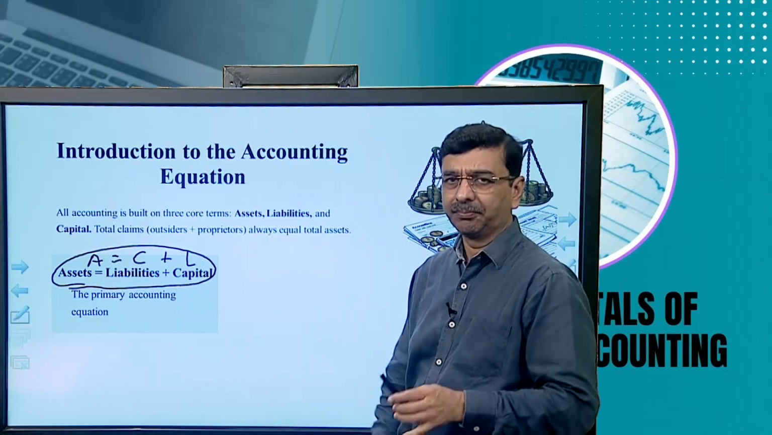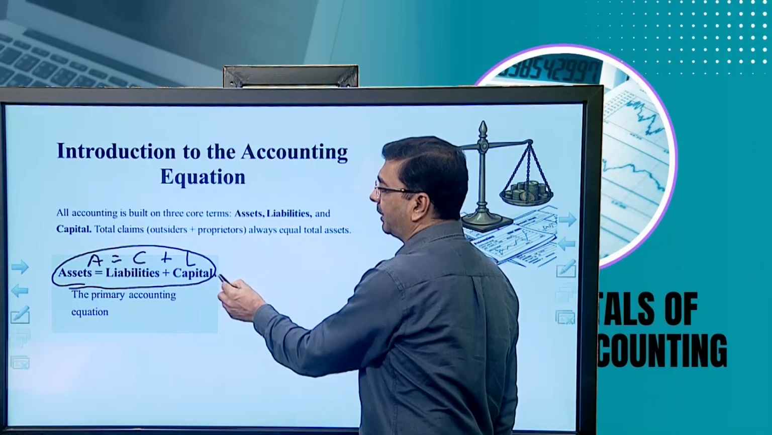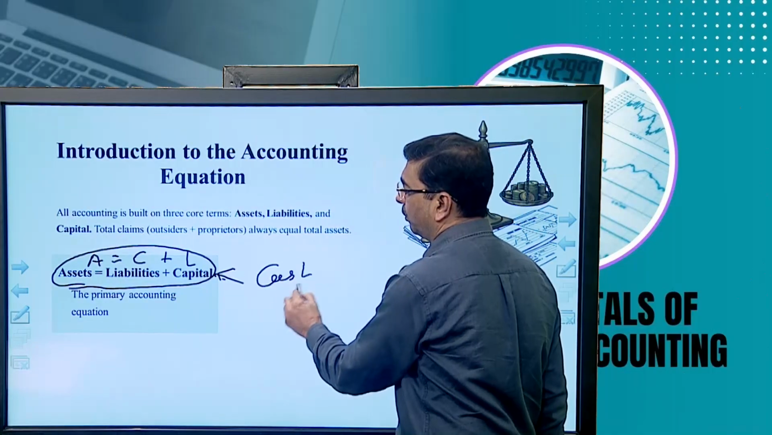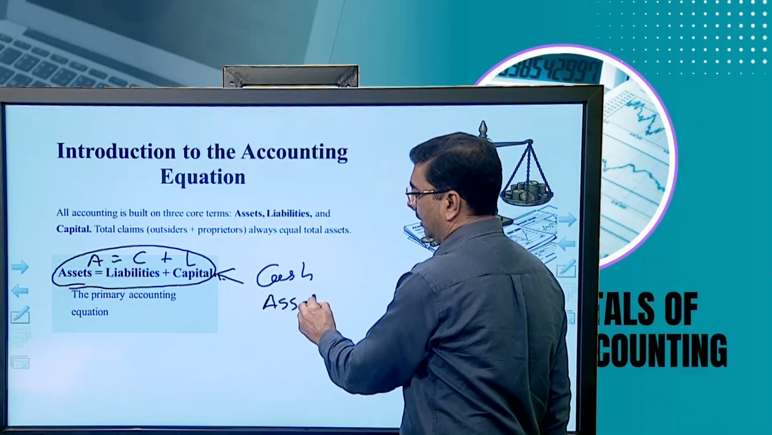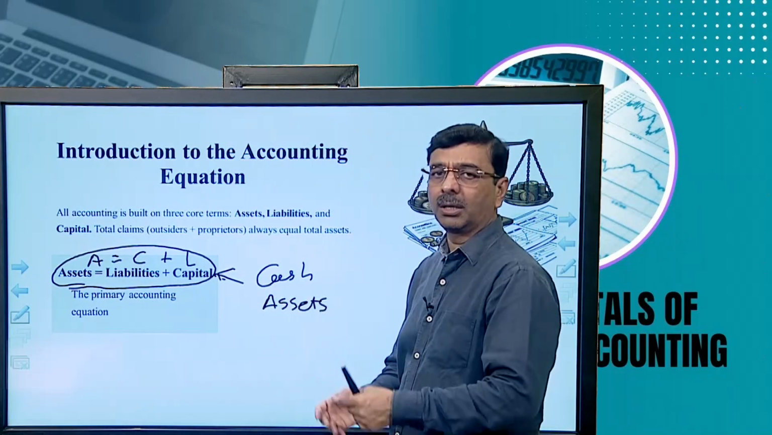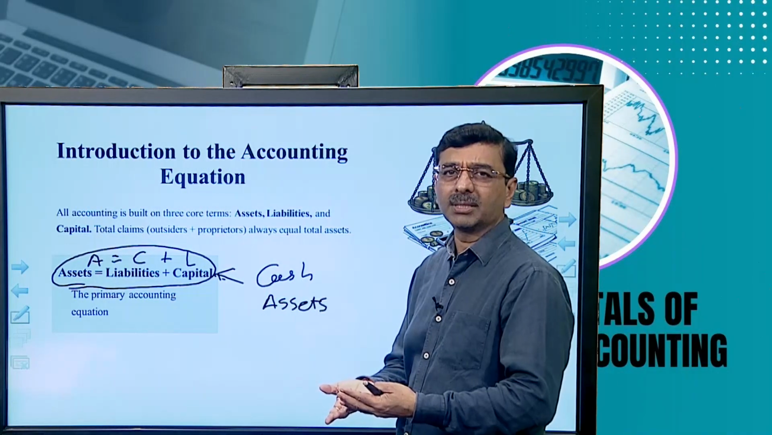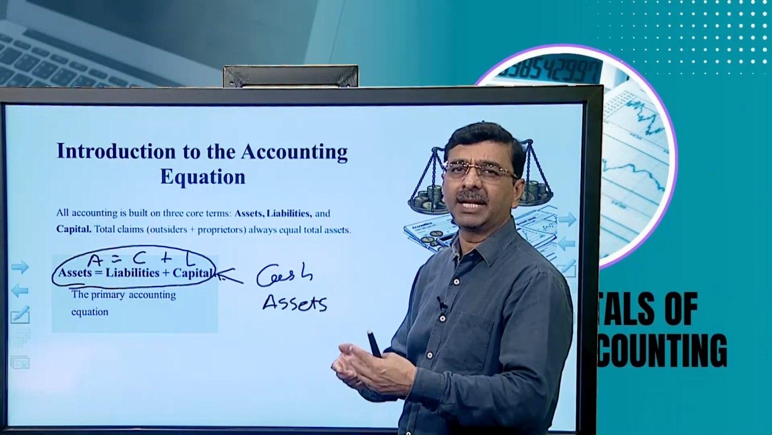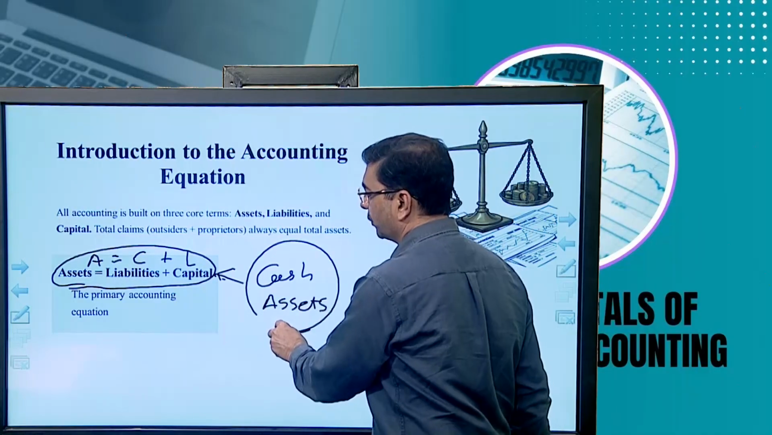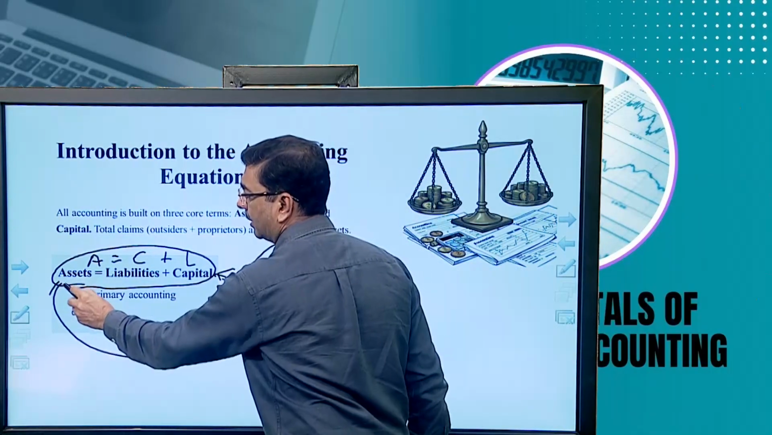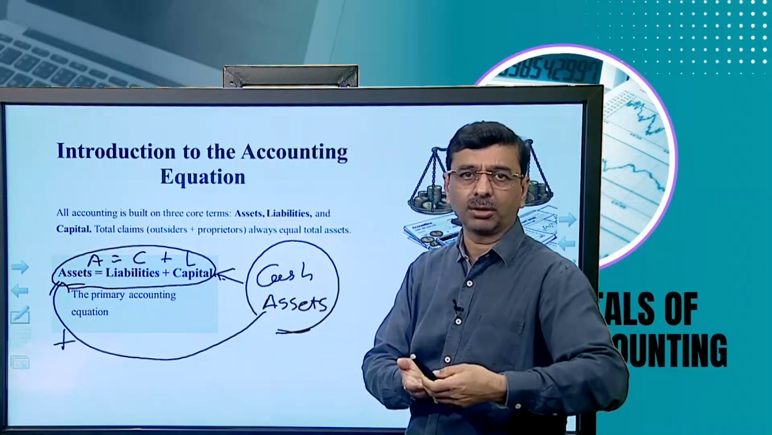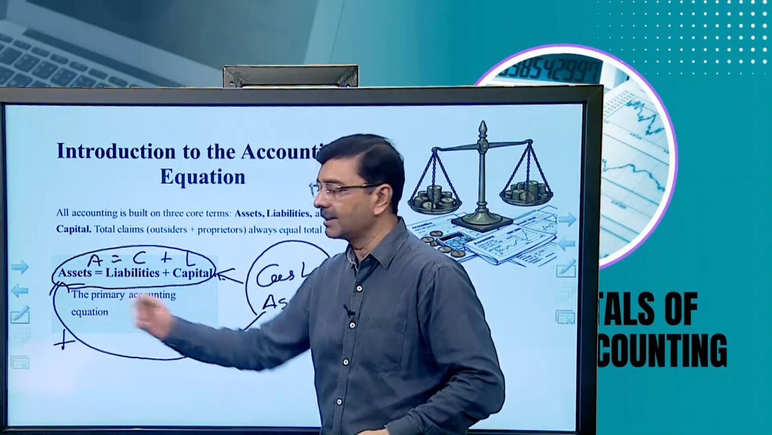In a very simple way, suppose you bring capital into the business in the form of cash or in the form of any assets. Cash comes in, and it is an asset. If you bring in plant, machinery, land, building, furniture, vehicles, etc., all these are assets, so it would impact assets. Assets plus, because assets are increasing.